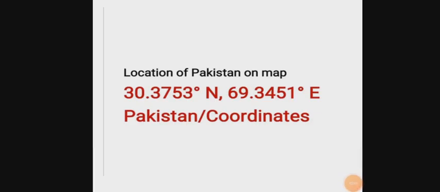Dear students, this is the location of Pakistan on the map. Pakistan is located 30 degrees north and 69 degrees east. Please note it down and remember it. If you enter this location, it will automatically guide you towards Pakistan. So that is how latitude and longitude help us to locate places on the map.